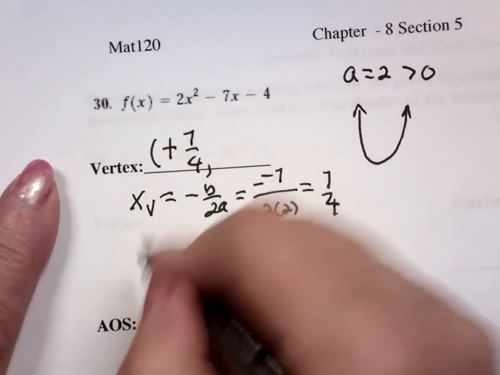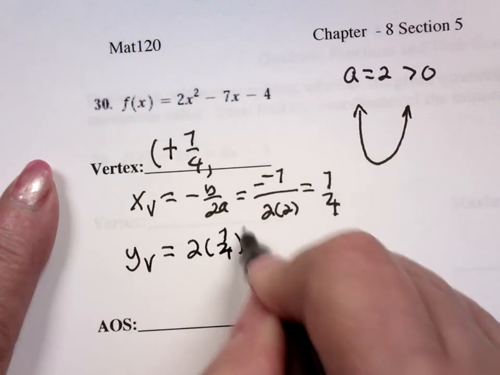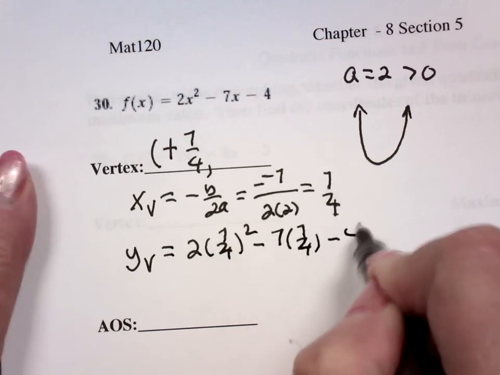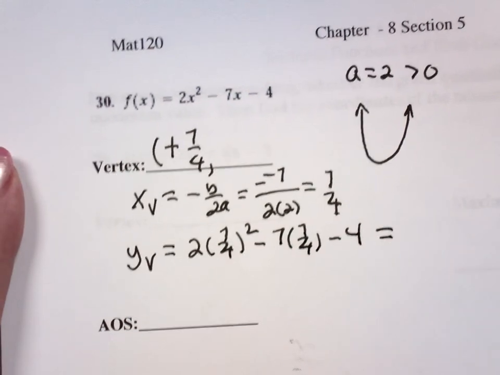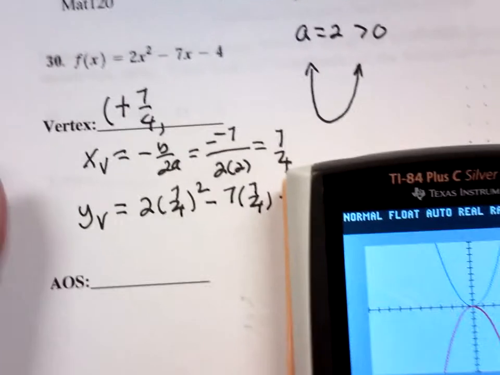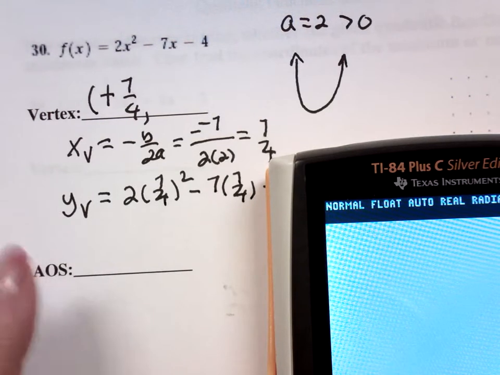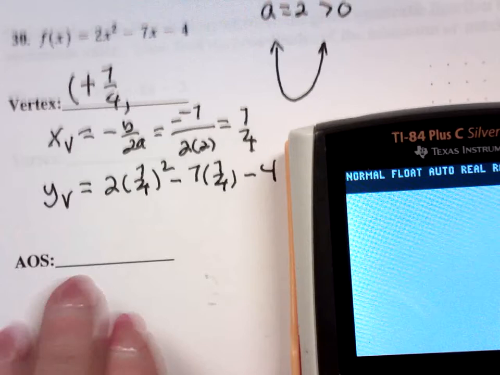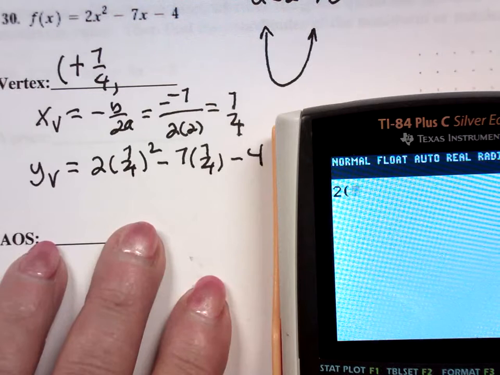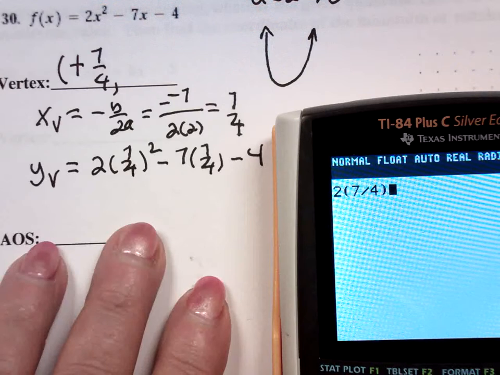And then the y-coordinate of the vertex is 2 times 7 over 4 squared minus 7 times 7 over 4 minus 4. And what do you think I'm going to do? Calculate. Yes. Pull out the calculator. If you want to do the fractions, you can. In fact, I did the fractions when I did your pre-homework. Sometimes it's easier to do that. But you just put it in as you see it. 2 times 7 divided by 4. I put it in parentheses because that whole thing is being squared.